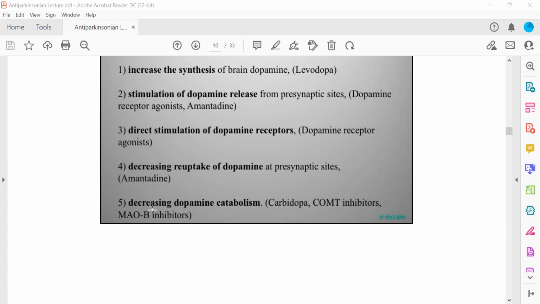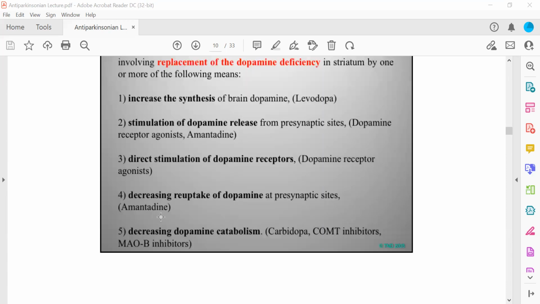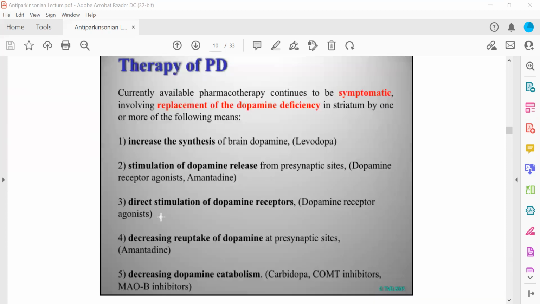Then there are other drugs that decrease dopamine metabolism, also known as catabolism. Those are drugs like your dopamine decarboxylase inhibitor, carbidopa, your COMT inhibitors, catechol O-methyltransferase inhibitors, like for instance tolcapone and entacapone, and your monoamine oxidase B inhibitors like selegiline and rasagiline. So those are the main therapeutic strategies or therapeutic agents used in the treatment of Parkinson's disease.